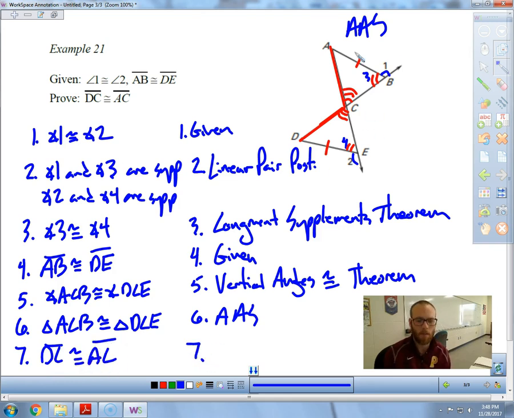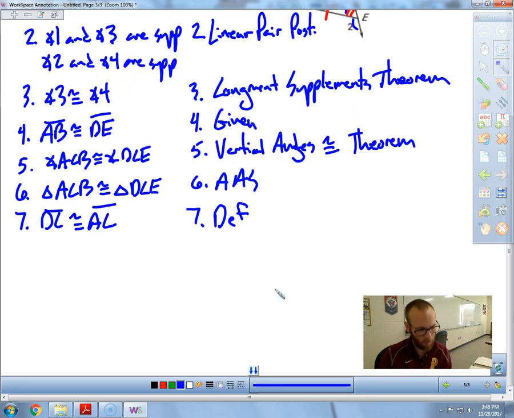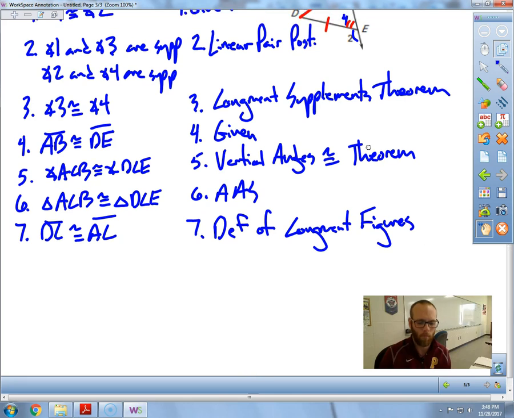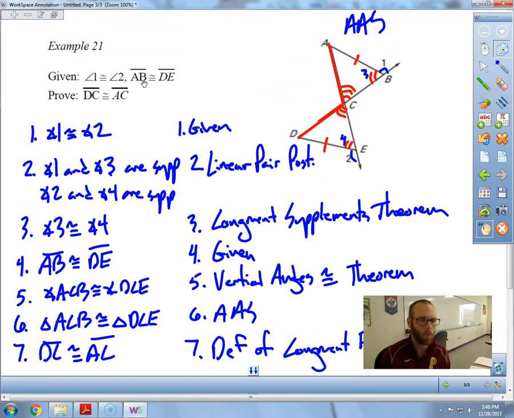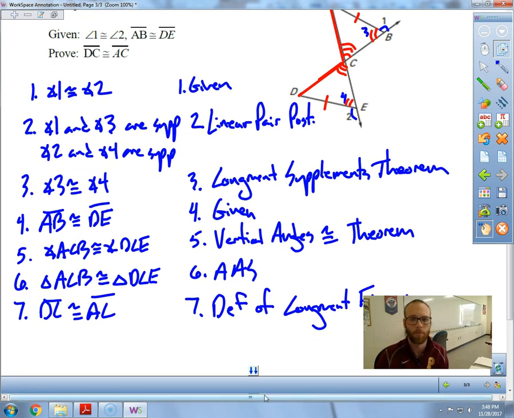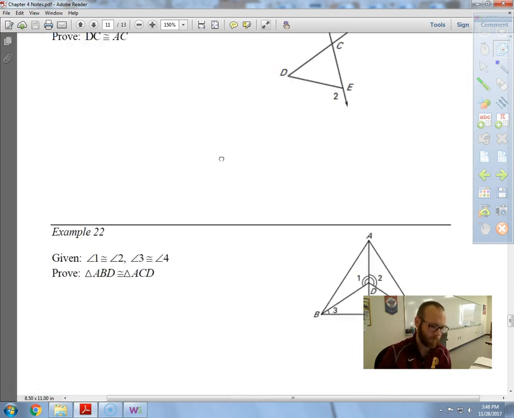What tells us two figures are congruent if and only if all their corresponding parts are congruent? The definition of congruent figures. So we proved our triangles are congruent in order to prove that those parts are congruent. Very good. Let's look at another one.